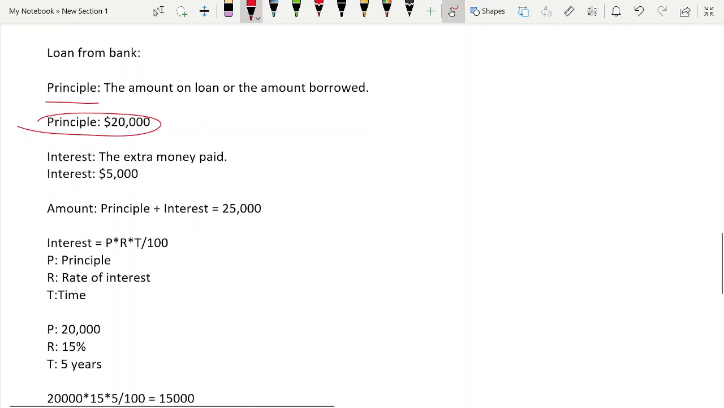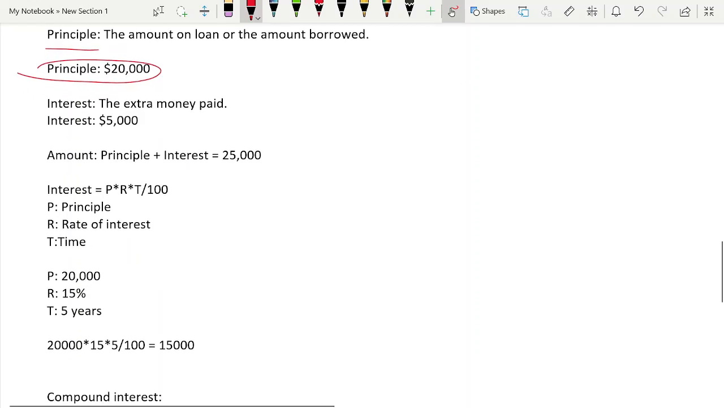So now you have an amount. Amount is equal to the final money you paid, which is principal plus interest, which is $25,000 in our example. Now, we have got interest. How can we calculate the interest when we don't even know the interest? All we know is the principal, the rate of interest. Rate of interest is like the percentage of interest that we get, because normally banks take 15% or something like that, around that. And we have the time.